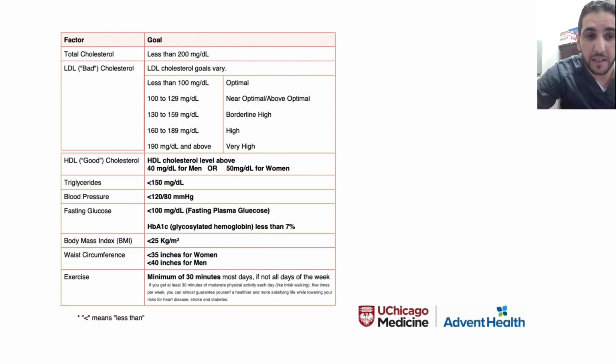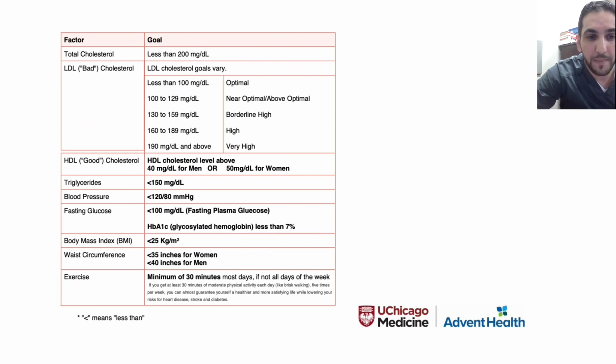Your good cholesterol is the HDL, the high density lipoprotein, and it should be above 40 for males and above 50 for females. For the triglycerides, it's less than 150. For your blood pressure goal, less is better. If the first number is less than 120 and the bottom number less than 80, that's normal. That's your goal. For blood sugar, it should be less than 100, and there is something called the hemoglobin A1C, a blood test that checks your blood sugar level over the past 2 to 3 months, and it should be less than 7% as a goal.